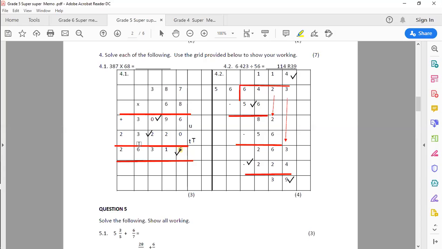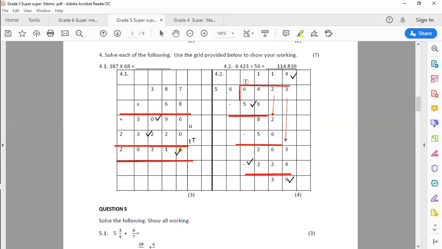Then I add the top with the bottom. Then I have 6 plus 0 is 6. 9 plus 2 is 11, so it's 1, carry 1. Then 1 plus 2 is 3. Then I have 3 plus 3 is 6. 2 plus nothing gives me 2, so I have 26,316. I'm done. Go to the next one.